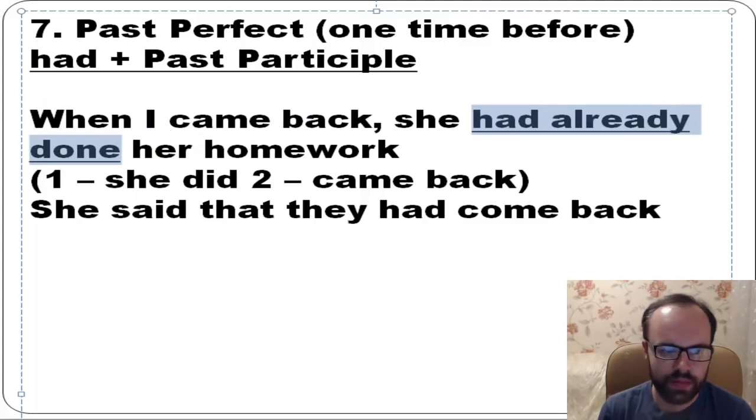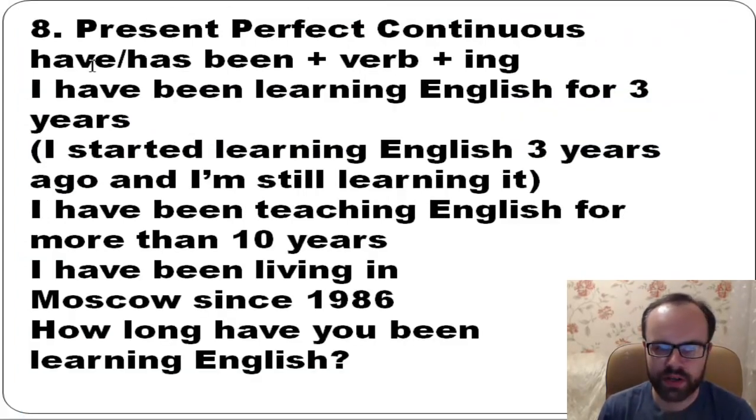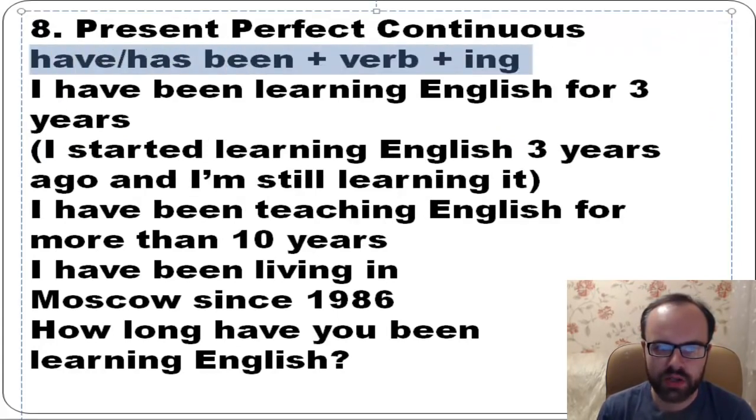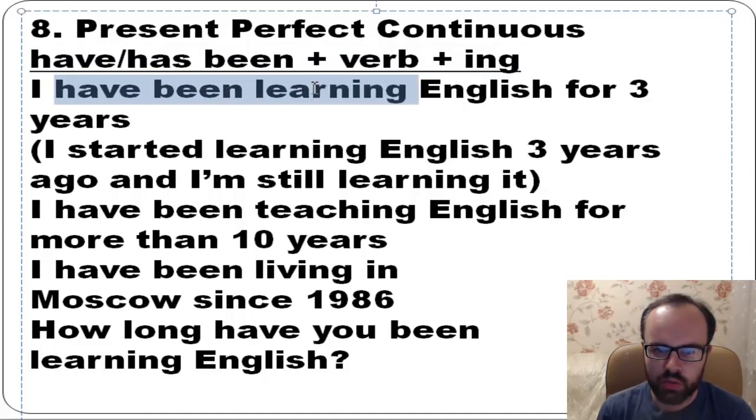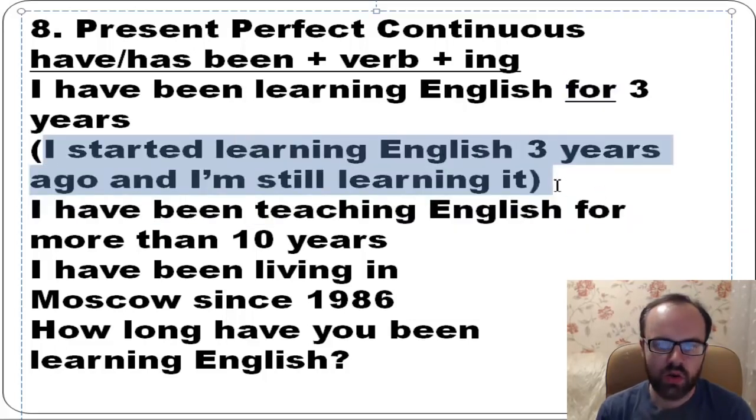Well, so what about present perfect continuous? Have, has been plus verb plus ing. Look, I have been learning English for 3 years. Have been plus verb learn plus ing. I have been learning English for 3 years. So if you have for, you need to use this tense. So, and what does it mean? It means that I started learning English 3 years ago and I'm still learning it. So we use this tense for things which happened in the past and they're still happening.